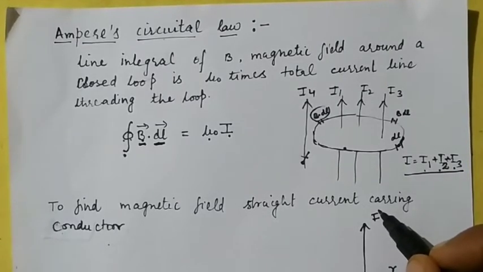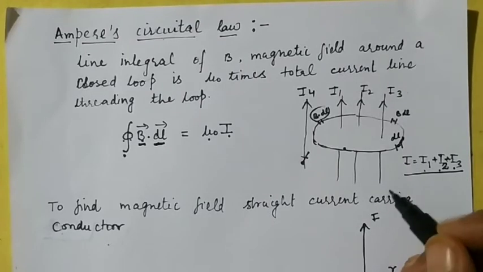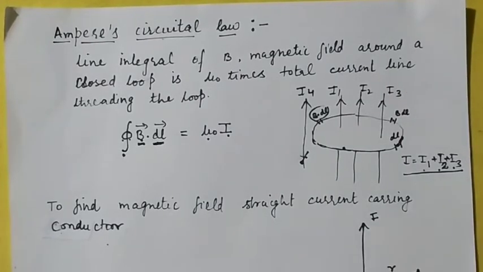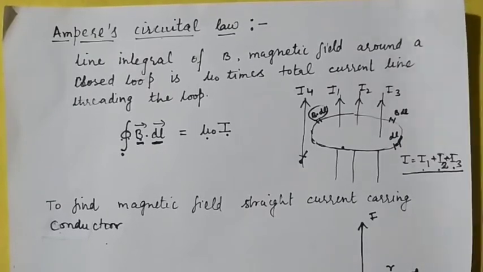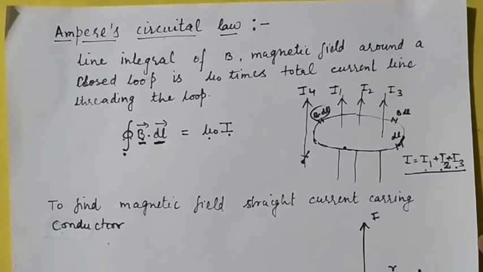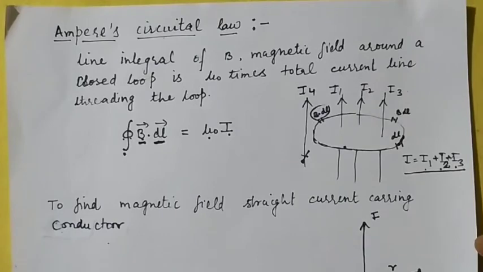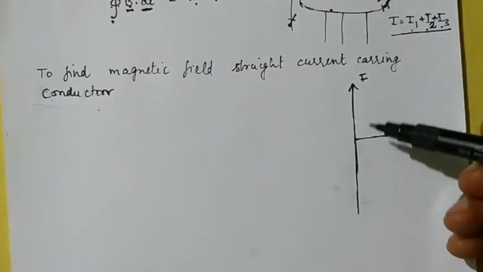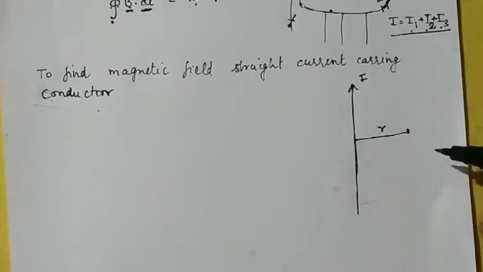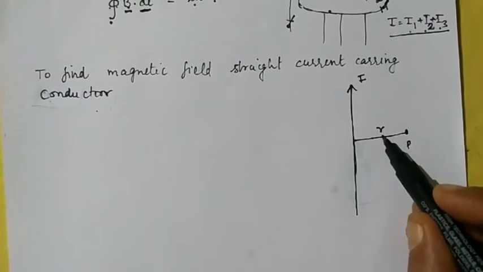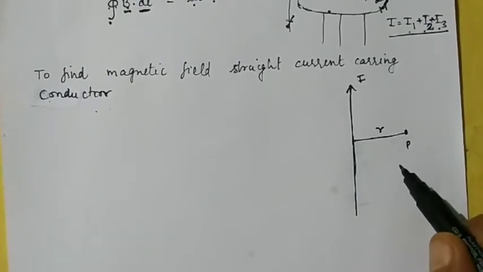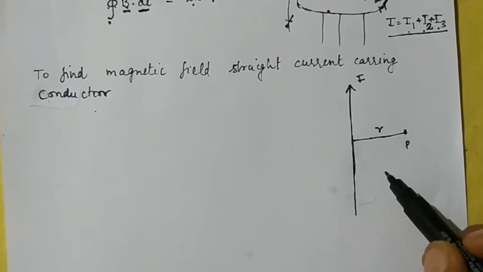So this is your Ampere's circuital law. Ampere's circuital law is useful for symmetrical cases, which we will discuss. First of all, we are going to use this law to find the magnetic field because of an infinitely long straight conductor. Here this is my infinitely long straight conductor carrying a current I. Let P be the point at a perpendicular distance r from this current carrying wire.